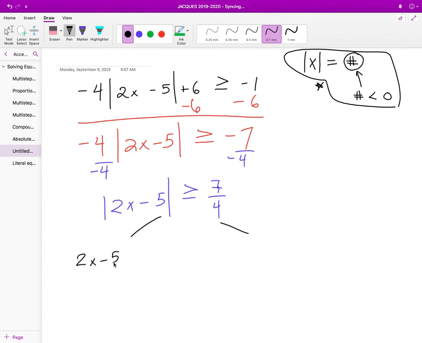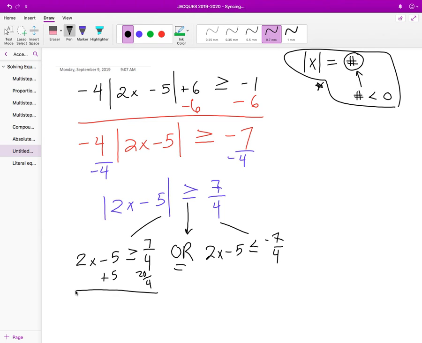2x minus 5 is greater than or equal to 7/4. 2x minus 5, flip the sign, negate the 7/4. And then with the greater than or equal to, we're going to use the conjunction or. Add 5, which is 20 over 4. Here's the thing I really like about solving inequalities is that the same steps happen on each side. 2x is greater than or equal to 27 over 4. We get 2x is less than or equal to 13 over 4.